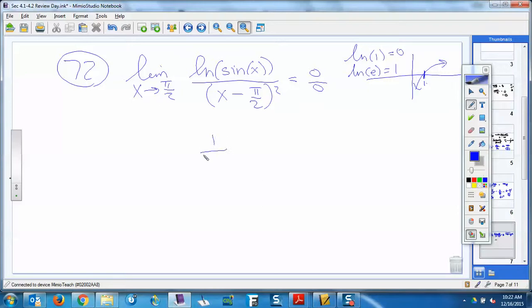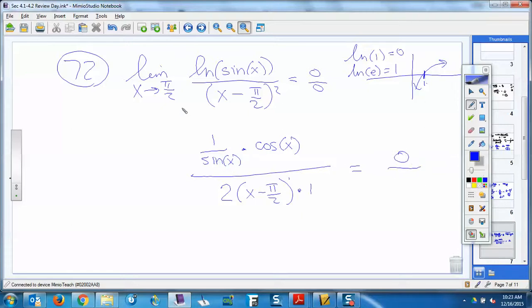So derivative at the top would be 1 over sine x times cosine x. All over the derivative of this, you bring a 2 down in front, you leave the x minus pi halves alone to the first times the derivative inside. Derivative of the inside is 1. Right? Now we can plug in our pi halves. What's cosine of pi halves? 0. What's sine of pi halves? 1. 1 over 1 times 0, that is 0. Put in pi halves. Pi halves minus pi halves is 0.